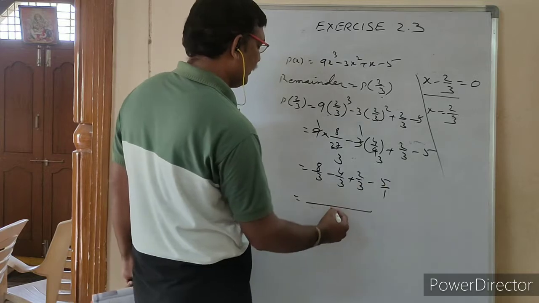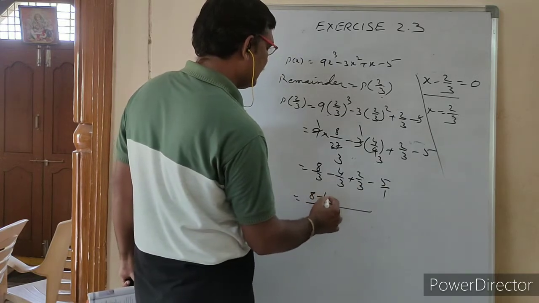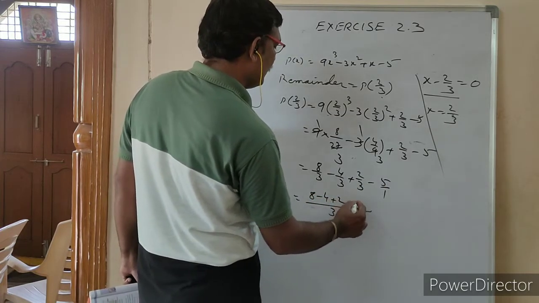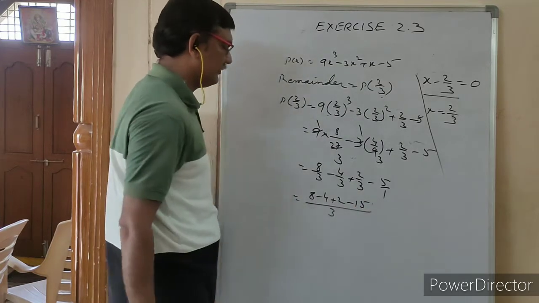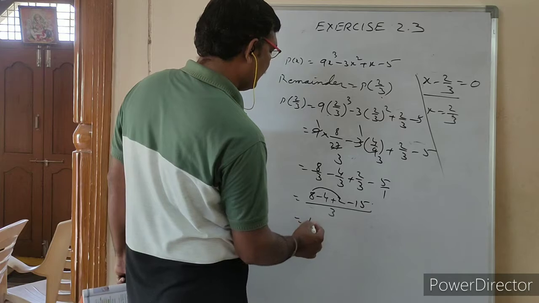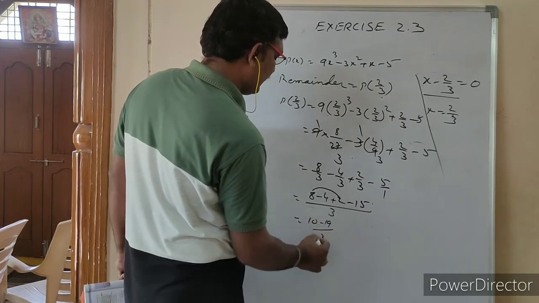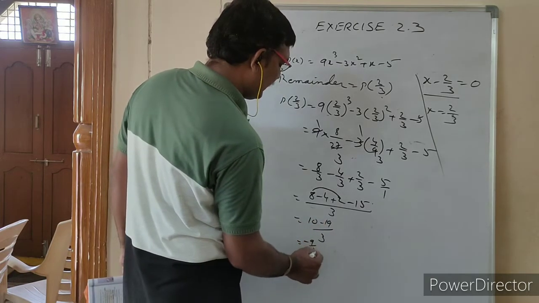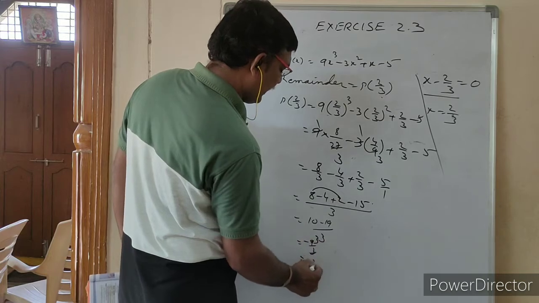If you take LCM, 3 only will come. 8 minus 4 plus 2 minus 15 will come here. Positive numbers, 8 plus 2, how much? 10. Minus 19 by 3. Minus 9 by 3. It is minus 3.